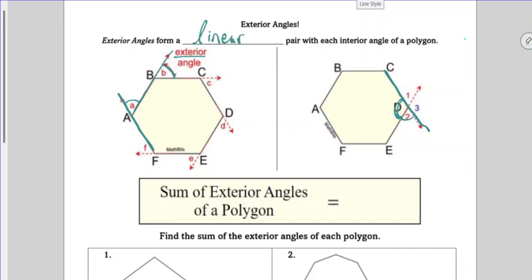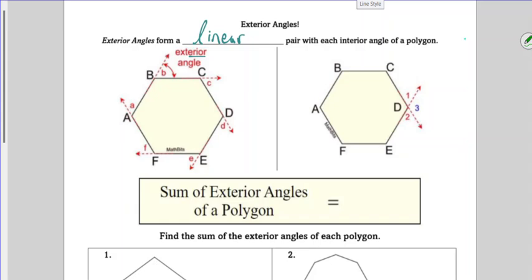You can also extend it the opposite direction, creating another linear pair, or really the same linear pair, in the other direction. Now angle 1 is created by that line being extended. That's also the linear pair with this angle on the inside of that hexagon. So you can go either direction, creating a linear pair, creating an exterior angle. Each exterior angle is a linear pair with the interior angle.